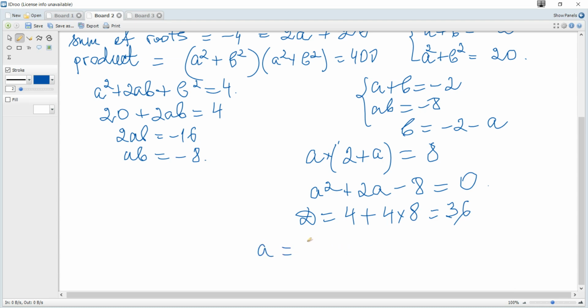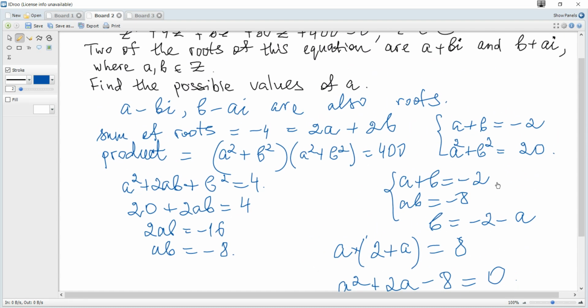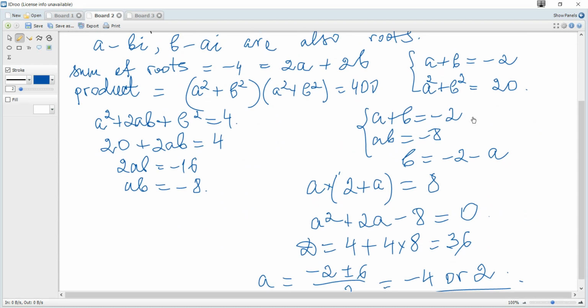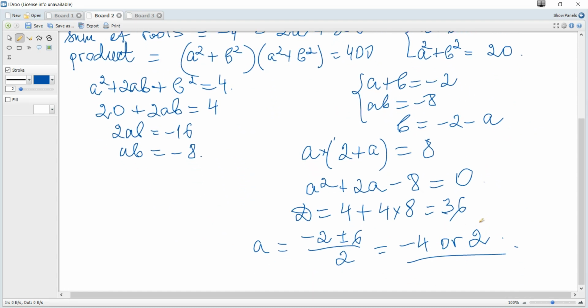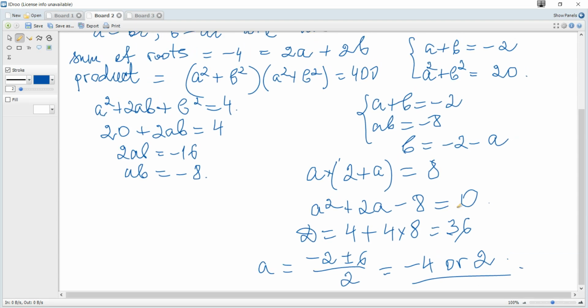Hence the a values are minus b plus or minus root d over 2a. So it's negative 8 over 2, negative 4, or negative 2 plus 6, 4 over 2, 2, and hence the possible values of a are negative 4 and 2. And that's all for this question.